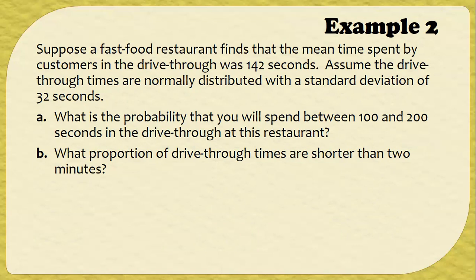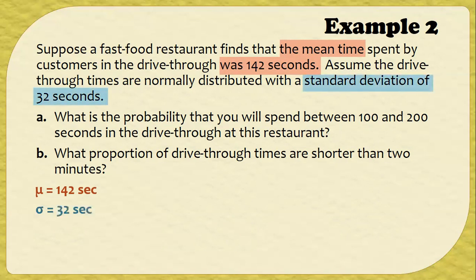Okay, did you try it out? So let's see, the first thing I'm noticing here, other than that we're assuming these are normally distributed, so that tells us we're going to use the normal curve, is that it says we have a mean time was 142 seconds. So because these are the mean times, that means that mu is going to be 142 seconds. The other piece of information they told us here is that the standard deviation is 32 seconds. So we can summarize that by writing sigma is equal to 32 seconds.